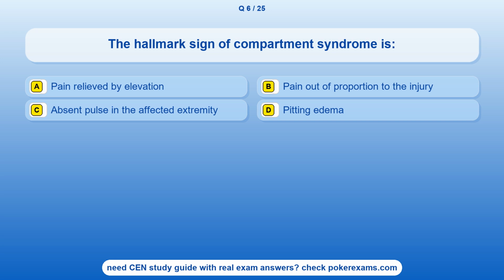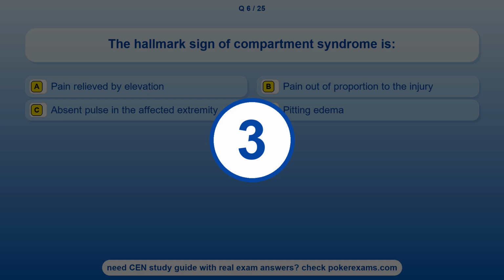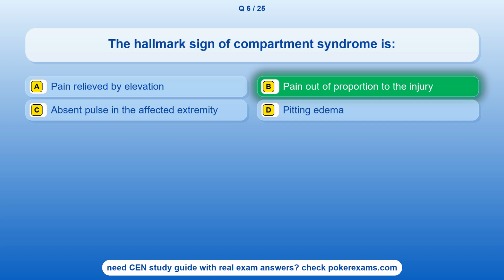Question 6. The hallmark sign of compartment syndrome is: Option A. Pain relieved by elevation. Option B. Pain out of proportion to the injury. Option C. Absent pulse in the affected extremity. Option D. Pitting edema. The correct answer is option B. Pain out of proportion to the injury.